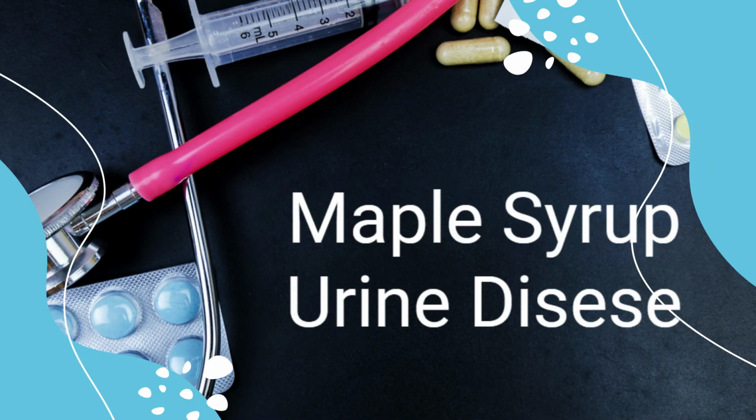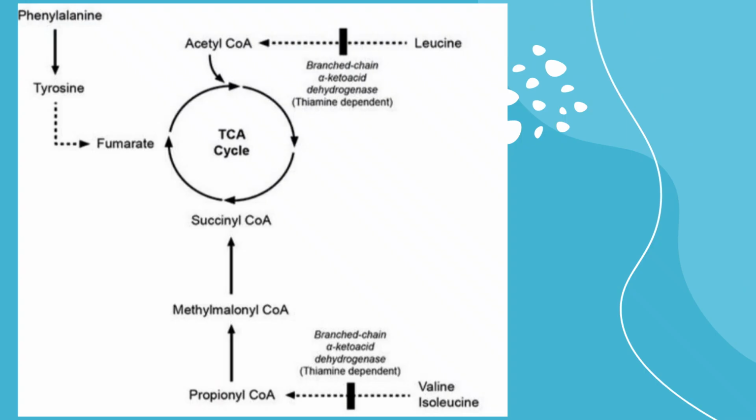Let's learn the final disorder of this video, which is maple syrup urine disease, MSUD. It is an autosomal recessive inborn error of metabolism due to branched-chain alpha-keto acid dehydrogenase complex, BCKDC, deficiency. This enzyme normally allows for the breakdown of leucine, isoleucine, and valine into substrates for entry into the TCA cycle. BCKDC deficiency is neurotoxic primarily due to elevated levels of leucine.